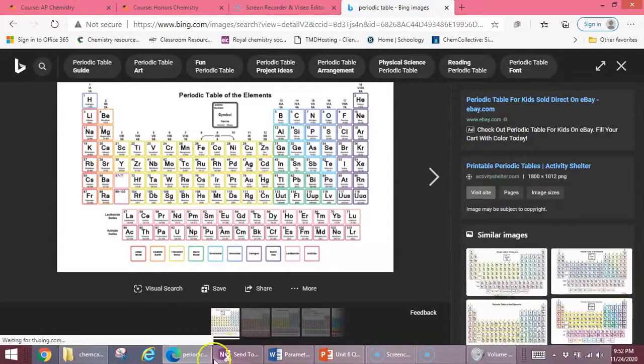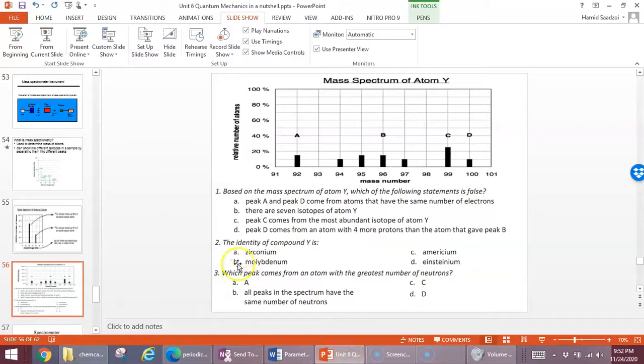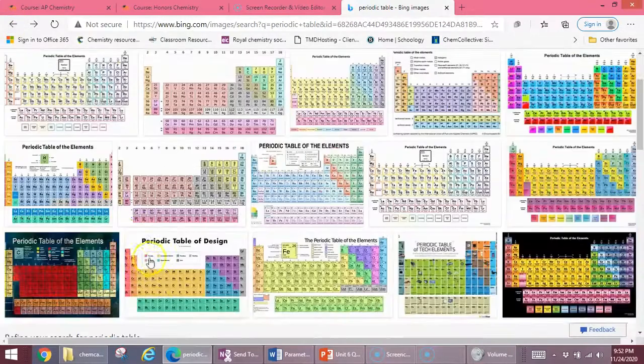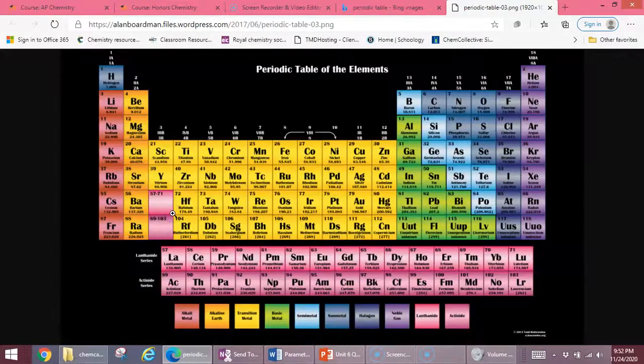Okay, so if you go back to the PowerPoint, the identity of the compound Y is, so we know the mass is not going to be over 97 for sure. So it's going to be somewhere between 92 and 97. Can we narrow it down between that? So between 92 and 97 mass-wise, and it looks like I picked one that has really small numbers that I can't even read. Okay, so 92, 97, so it can't be zirconium because it's 91.2.